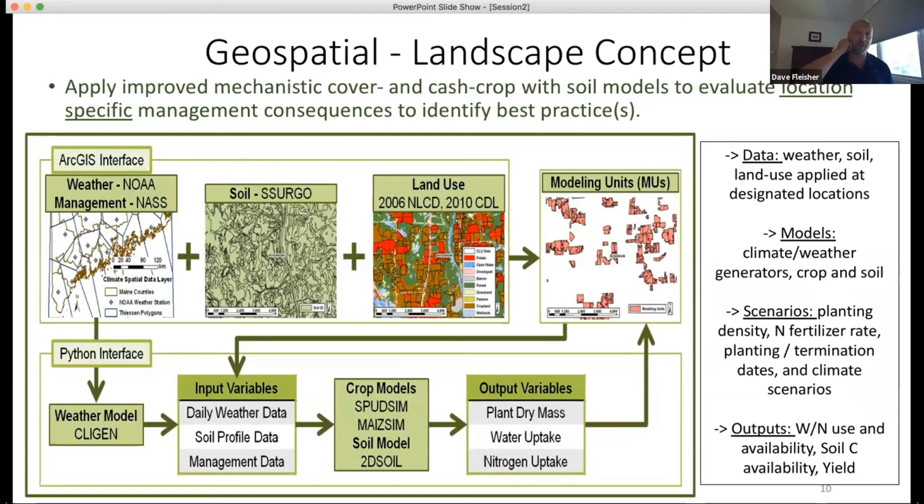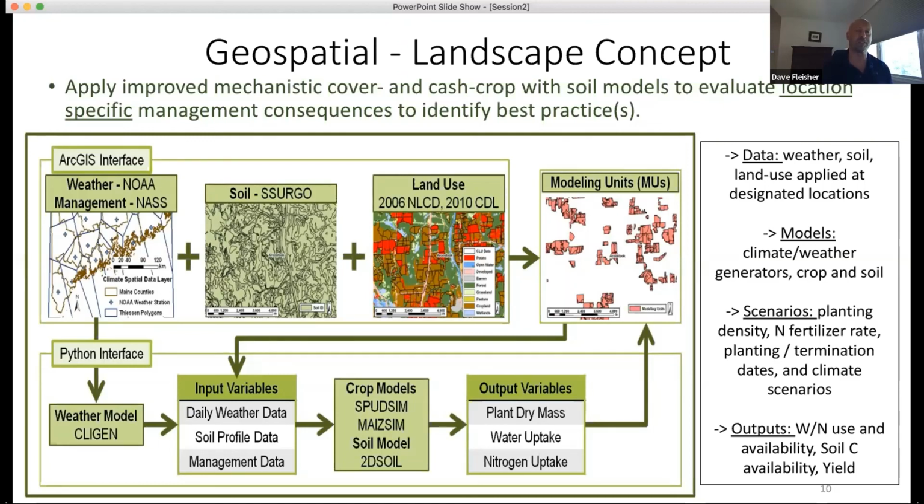If you see on the slide here, there's a thing that says scenarios under there. For cover crop management, we want to look at things like planting density, effects of nitrogen fertilization rate, planting and termination dates, and the effects that climate scenarios would have on both cover crop and then cash crop responses at specific site locations throughout the region of interest.